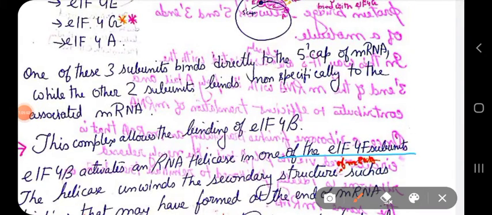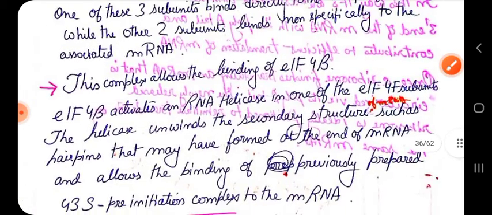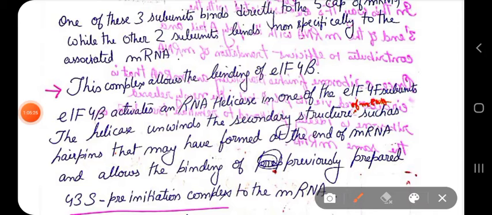So within the EIF4F subunits, there is an RNA helicase activity. What does EIF4B do? When EIF4B is recruited, it binds and activates the RNA helicase activity of the EIF4F subunits. Normally, we all know RNA, here mRNA, is single stranded. But what will this RNA helicase do? Helicase normally unwinds double stranded DNA, as we have seen. But what about RNA helicase? RNA is normally single stranded. How will RNA helicase work here?